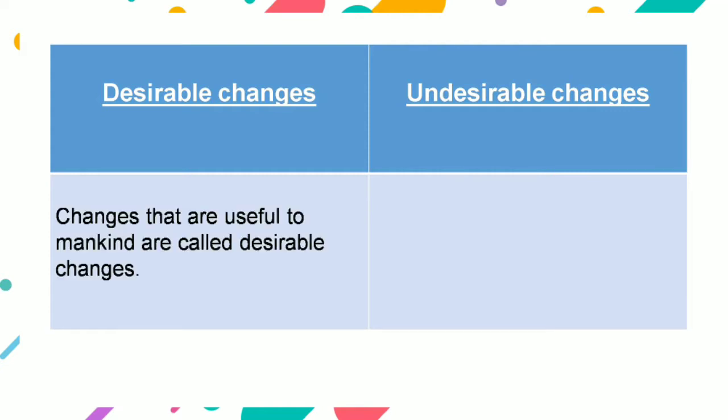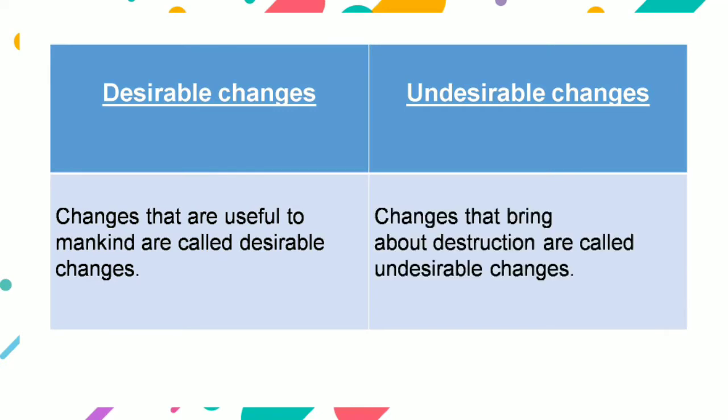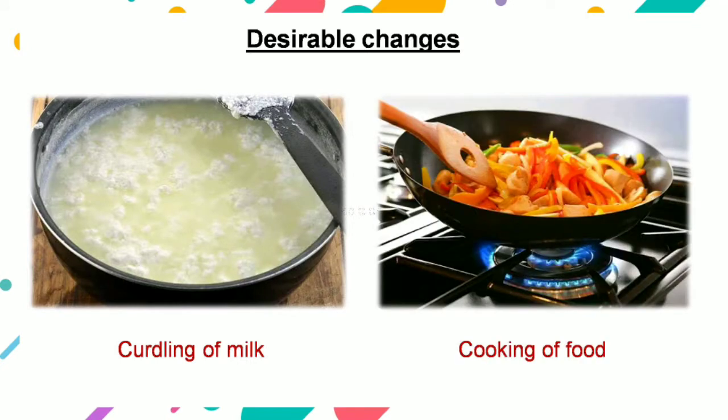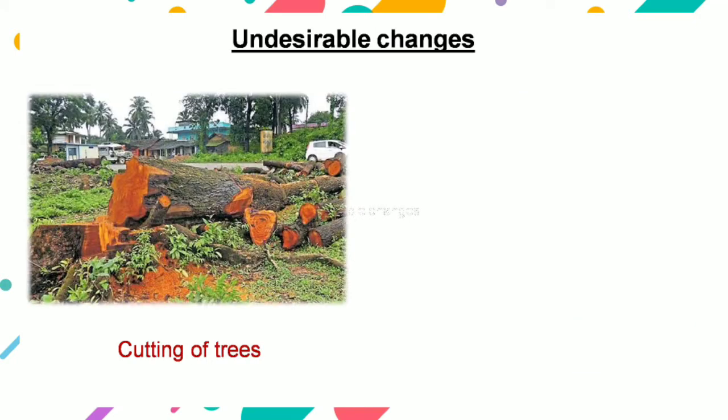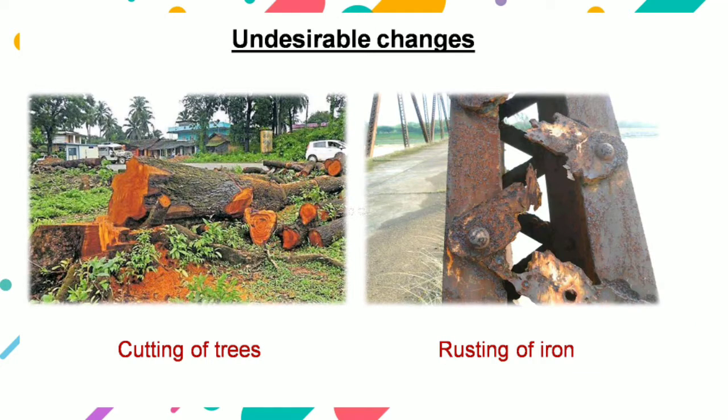The changes that are useful to mankind are called desirable changes, while the changes which are harmful to mankind are called undesirable changes. We can also say that the changes that bring about destruction are called undesirable changes. Examples of desirable changes are curdling of milk, cooking of food, etc., because these are useful to us. And examples of undesirable changes are cutting of trees, rusting of iron, etc., because these are harmful to us.